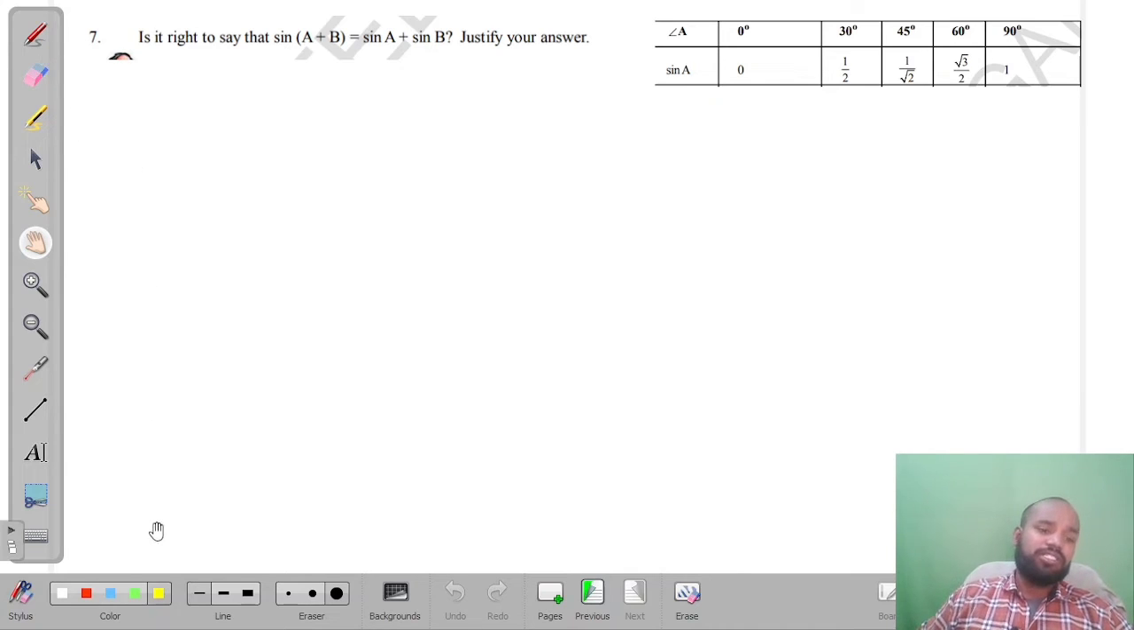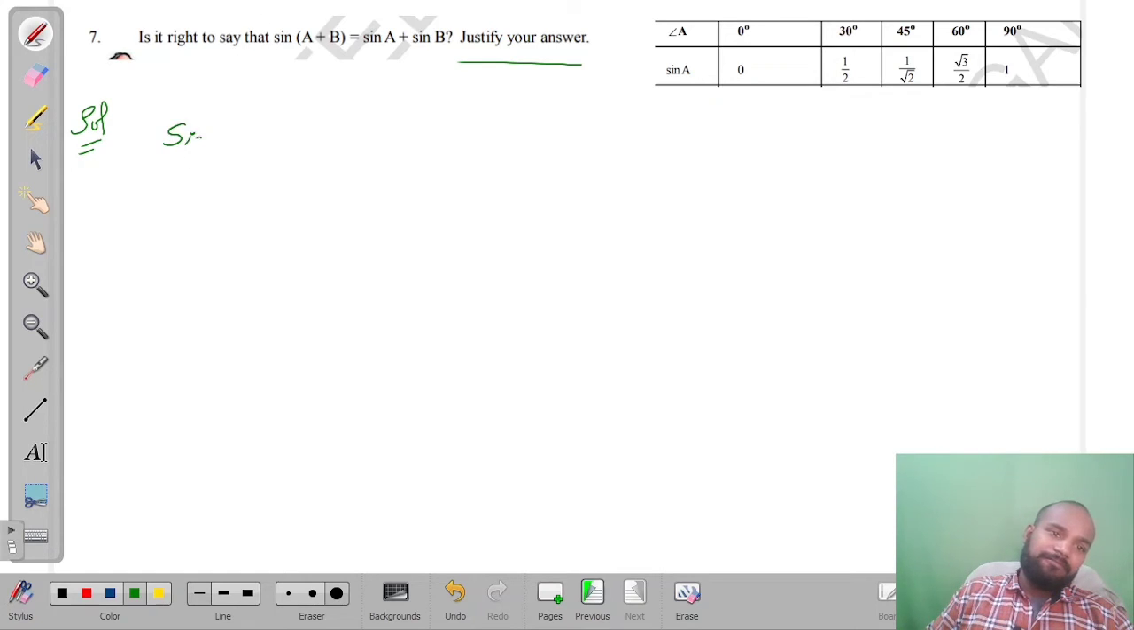Our next question is: is it right to say that sine A plus B equals sine A plus sine B? Justify your answer. So let us justify it. Solution. So what is given? Sine A plus B equals sine A plus sine B. Now whether it is right or wrong, how can we justify?